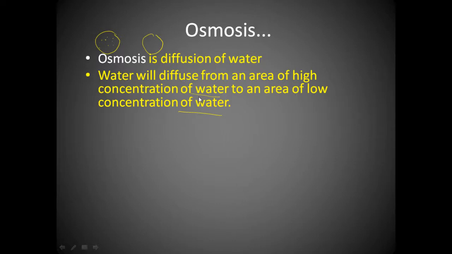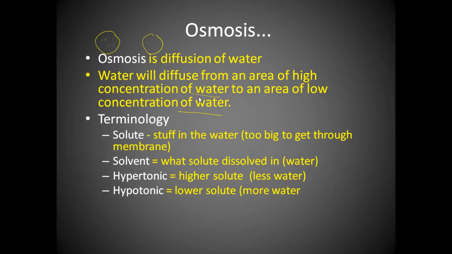Sometimes the terminology that is used can be a little bit confusing. Alright, so here's our terminology. Solute and solvent. Solvent is what solute is dissolved in. Solute is the stuff that is in the water. This is the part that can't go through the membrane. So the salts, the glucose, the proteins, they are too large and they will not move back and forth from high to low because they can't fit through that selectively permeable membrane.